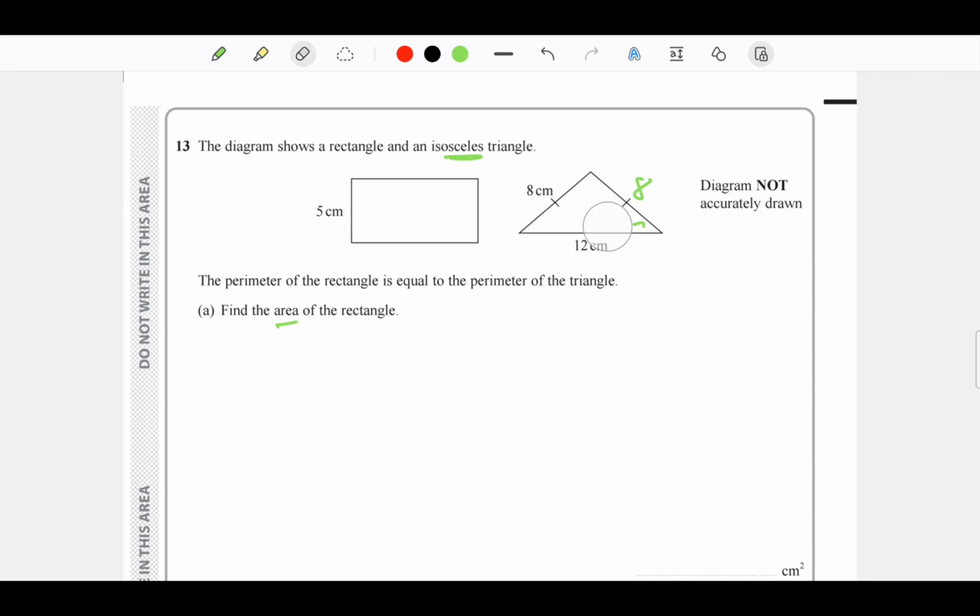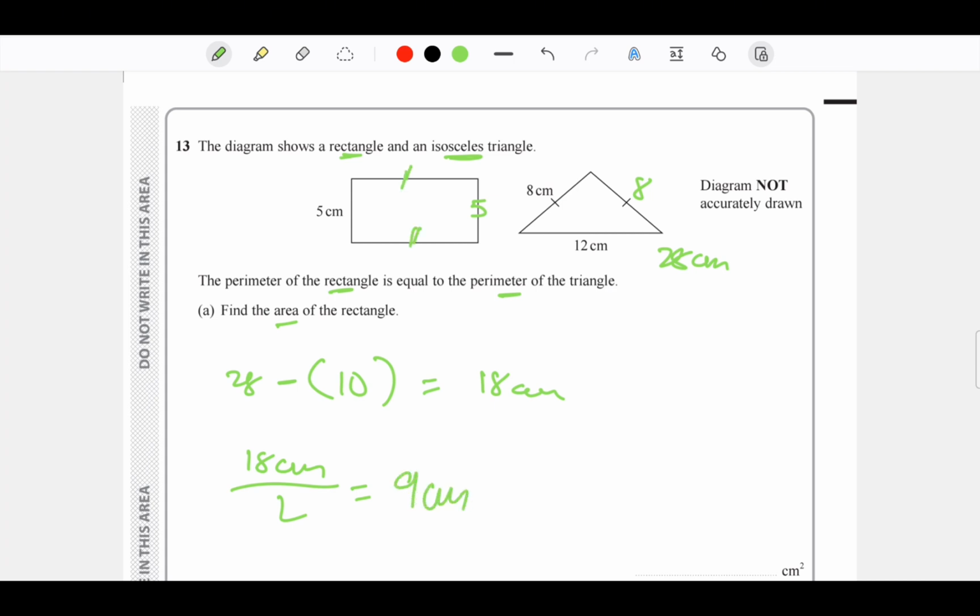Let me just write it outside. It's not the area. Okay, so we know that the perimeter of both the shapes equal to each other. And we know that since this is a rectangle, this line over here would be 5 centimeters, which means 28, we're going to minus off 10, because 5 and 5 would equal to 10, which means we get a balance of 18 centimeters. And 18 centimeters we're going to divide by 2, because it is a rectangle and both of these lines would equal to each other. This would give us 9 centimeters.